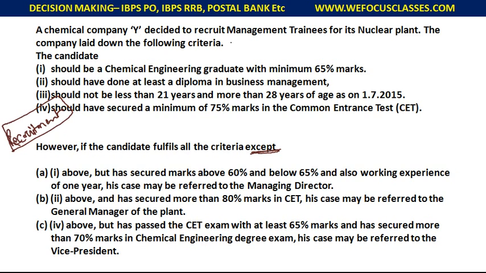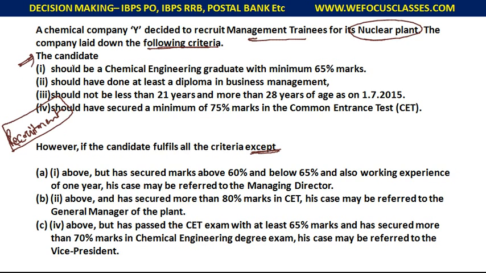Now just look at the conditions that are given here. Here, a chemical company Y decided to recruit management trainees for its nuclear plant. So, chemical company Y is going to recruit the management trainees for its nuclear plant, and it has given some criteria for the recruitment. So, it has given some conditions for the candidate, meaning eligibility criteria for the candidate.